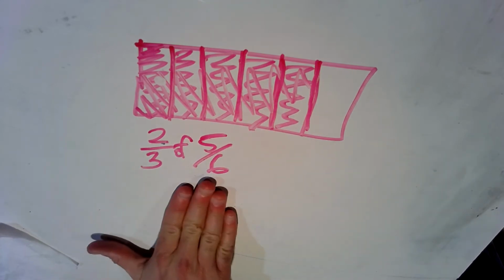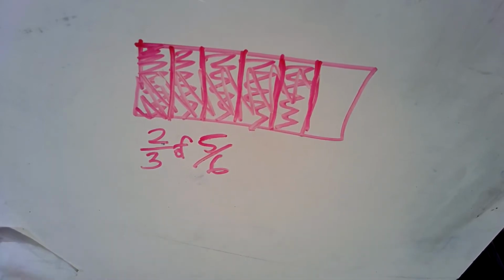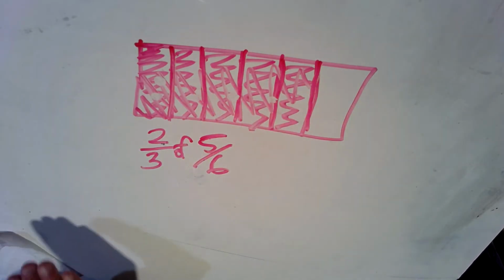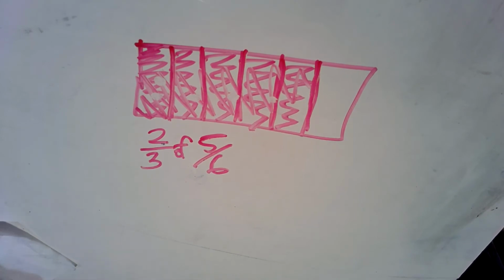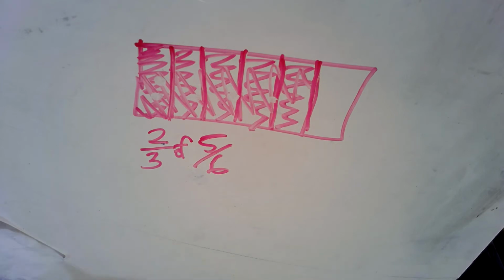2/3 of 5/6 is less than 5/6. I'm taking a fraction of it. I'm taking a part of it. So it's going to be less than 5/6. This is 5/6. If I want to get 2/3 of it, I'm going to get less than 5/6. I'm going to cut my 5/6 into thirds, and I'm going to shade in 2 of those thirds.